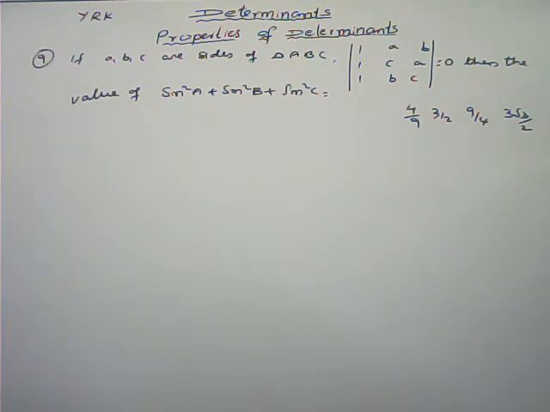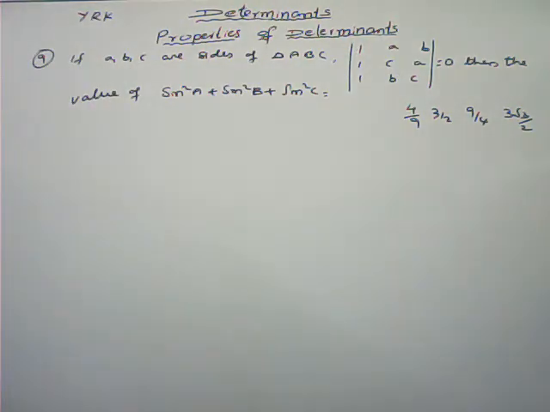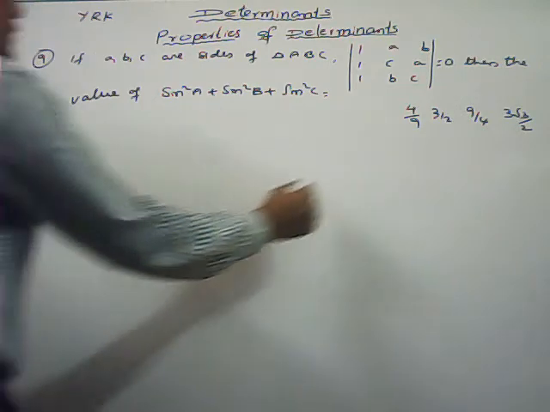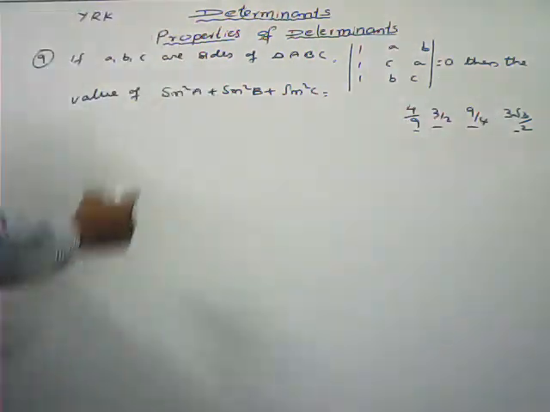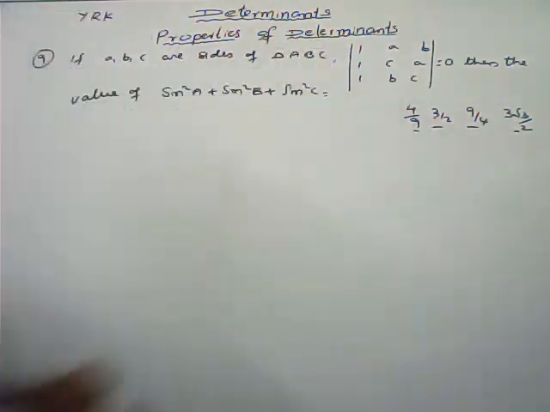Next, if a, b, c are the sides of triangle ABC and the determinant of that one equals 0, then the value of sin square A plus sin square B plus sin square C equals? These are the options: 4 by 9, 3 by 2, 9 by 4, 3 by 2. Now this one I am expanding here. Larger terms are not there, very simple. We can expand directly also.